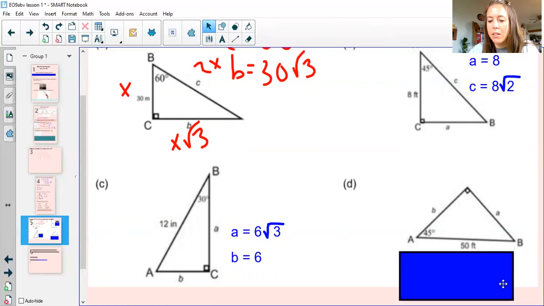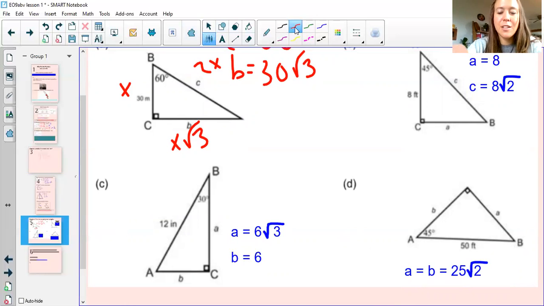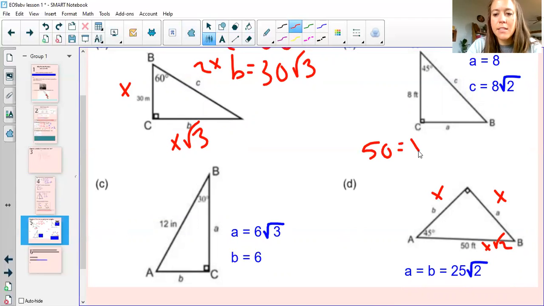And this last one may have been a little challenging. It's a 45, 45, 90, but we know the hypotenuse. So now what we actually have to do is do a little bit of thinking. We know if this is x and x, that this is x times the square root of 2. So if 50 is x times the square root of 2, to solve for x, I need to divide by the square root of 2. So I know that x is 50 divided by the square root of 2.